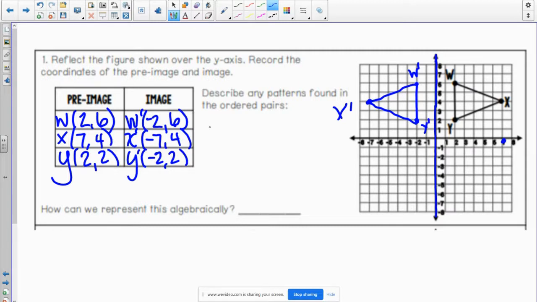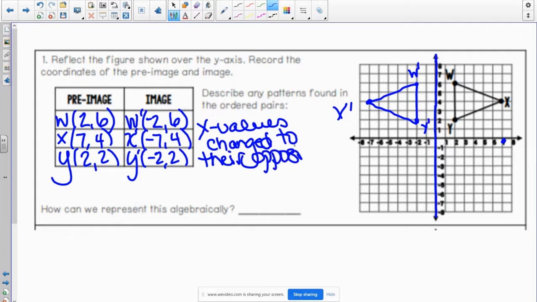So what do I notice? I notice that the x values changed to their opposites. So in this case, they were all positive. So notice they all changed into negative because that would be the opposite. So 2, the opposite of 2 is -2. The opposite of 7 is -7. The opposite of 2 is -2.